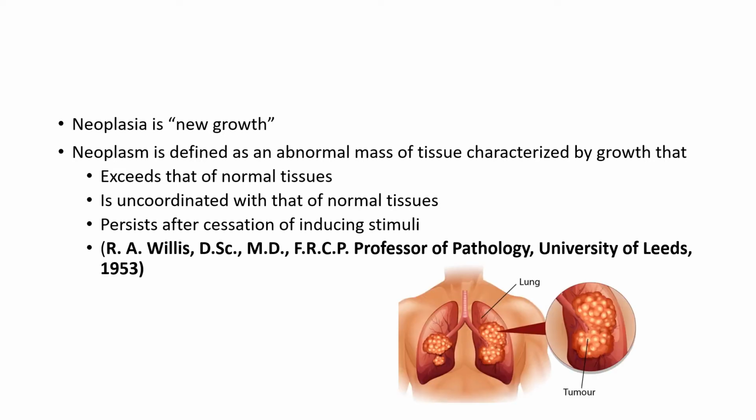Now we apply the definition to this example of lung neoplasm. The neoplasm grew after the patient has been exposed to risk factors such as cigarette smoking. The neoplasm grows exceeding that of the normal tissue. It is uncoordinated and the growth persists even after the patient has stopped smoking, which is the inducing stimuli.